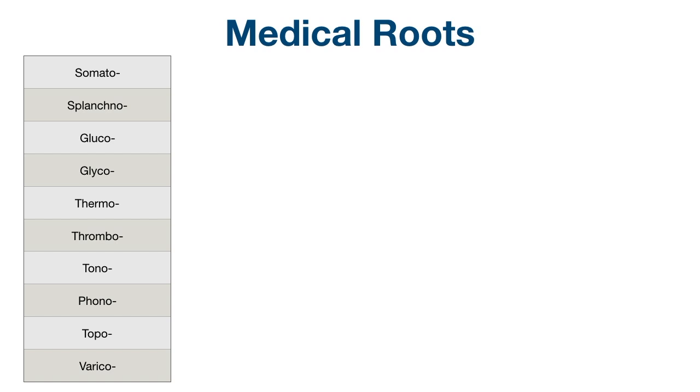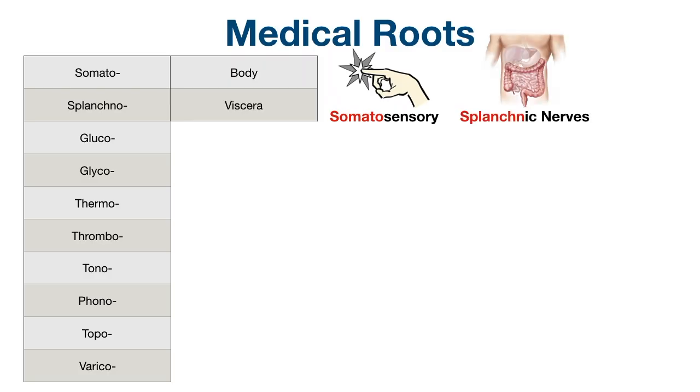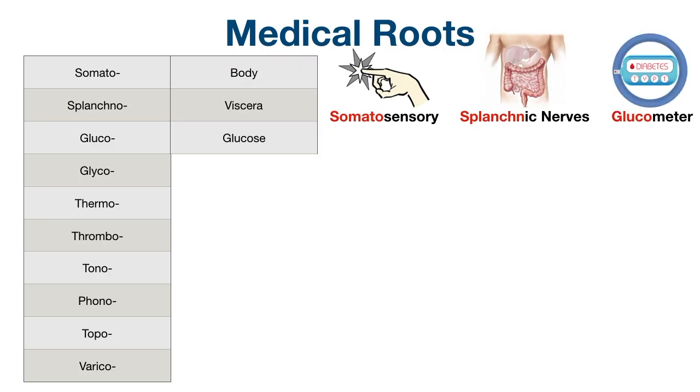First, we have somato, which relates to the body. A common medical term is somatosensory, which relates to a sensation which can occur anywhere in the body, such as pressure, pain, or temperature. Next, we have splanchno, which means viscera, which are the organs in the cavities of the body, especially the abdomen. You might learn about the splanchnic nerves, which are the nerves that supply the viscera. The next root is gluco, which refers to glucose. An example term is glucometer, which is a device that measures the amount of glucose in the blood.